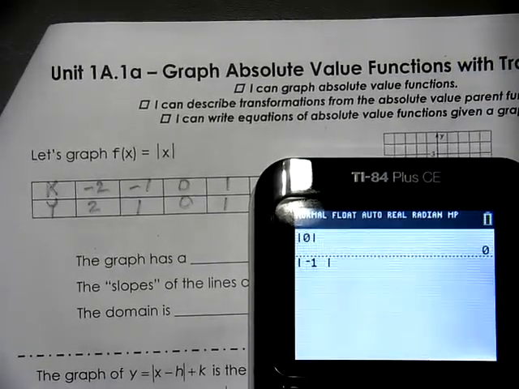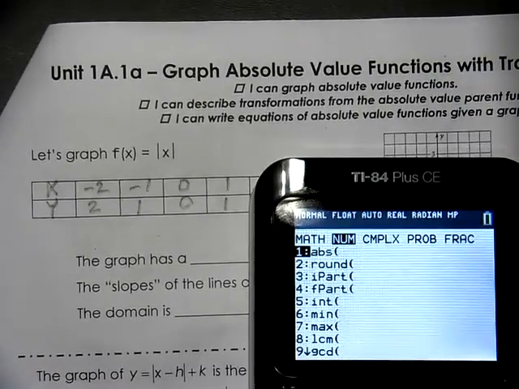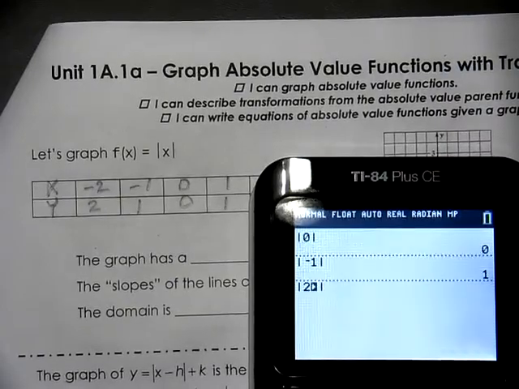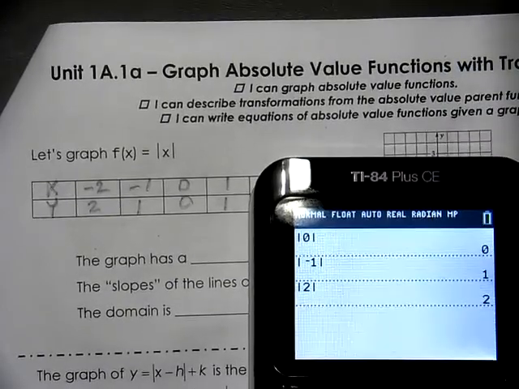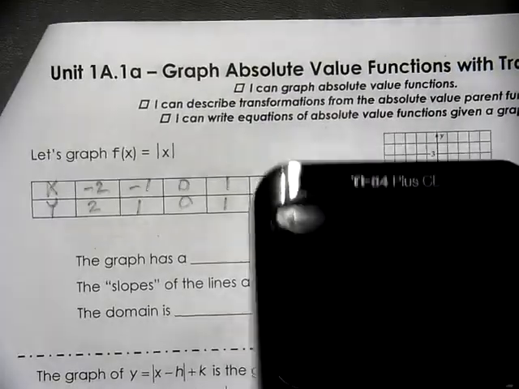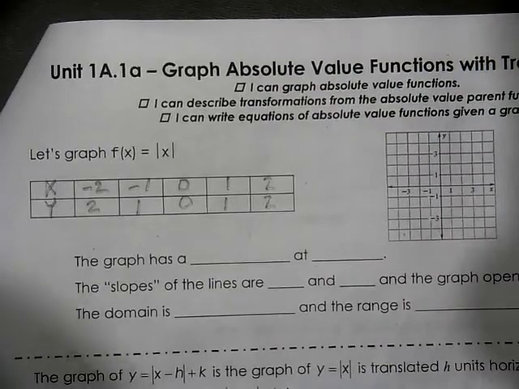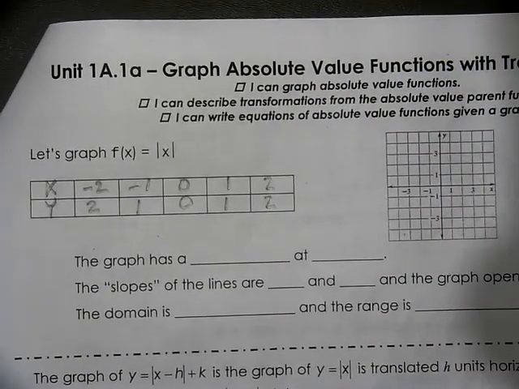You could say negative 1. You'll see you'll get a 1. Math, number, absolute value of 2, positive 2, is going to give you a positive 2. So if you're not sure, you can always use your graphing calculator, as long as it's allowed on the quiz or test. It should always be available for your homework.